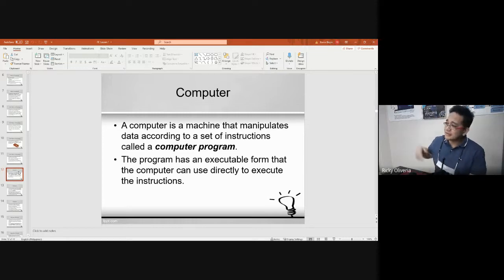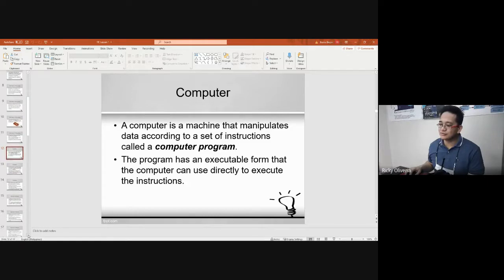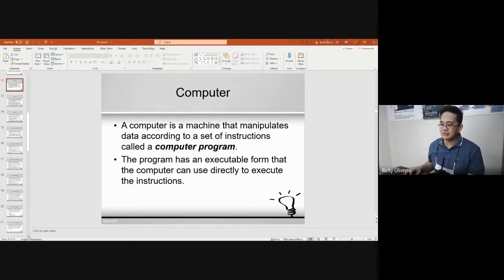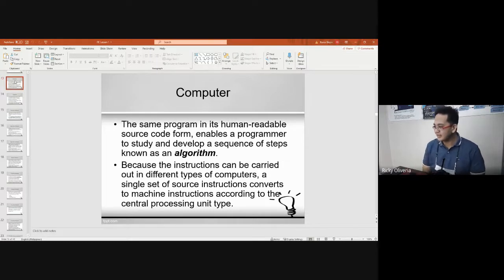Tapos yung mga itsura nila malalaki. Kamukha ng mga cabinet nyo sa bahay. Ganun kalalaki. Tapos ang liliit ng monitor. And the monitor is only black and white. Wala kayong makikita ng images. Okay? They are merely used to calculate. No? Parang ginawa lang talaga sila para maging calculator.